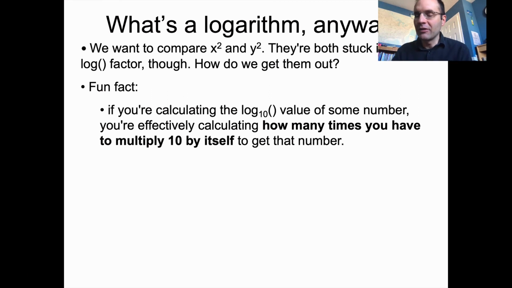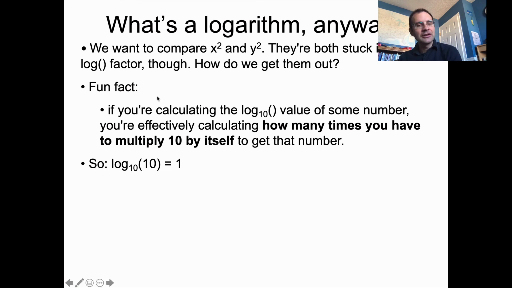To get them out, I'll explain a little bit about how logarithms work. So basically, if you're calculating the logarithm to the base 10 value of some number, you are calculating how many times you have to multiply 10 by itself to get that number. That's what the 10 down here represents. And by some number, I mean whatever number goes inside these parentheses. So let's say we're trying to talk about the logarithm to the base 10 of the number 10 itself. How many times do you have to multiply 10 by itself to get that number? Well, just one. You just get 1 ten and it gives you 10, right?